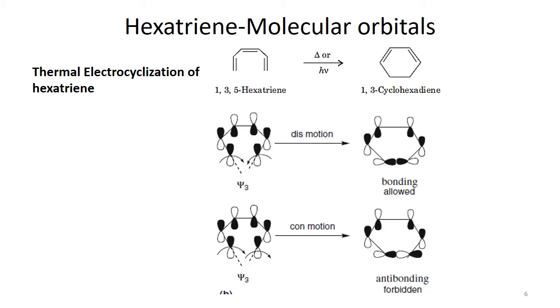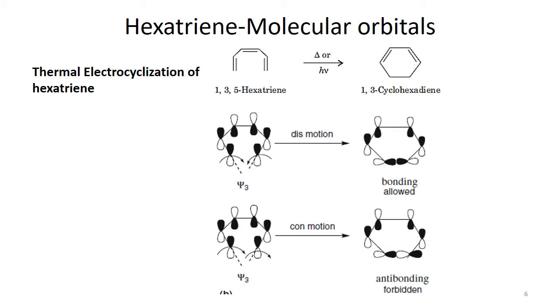But now is the time to see how these molecular orbitals can be used to check whether a particular reaction is thermally allowed or thermally forbidden, or photochemically allowed or forbidden. For this we have selected a reaction, the electrocyclization of hexatriene to cyclohexadiene, that is 1,3-cyclohexadiene. In this case, this reaction can be brought about by temperature, or you can use the irradiation mode too.